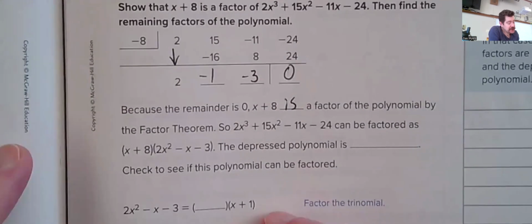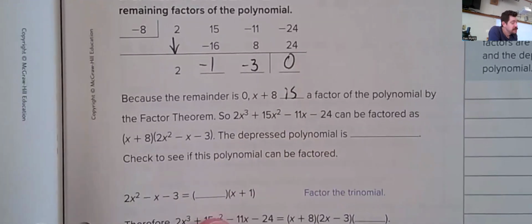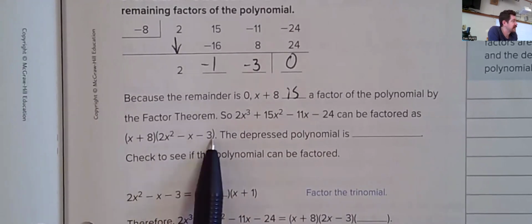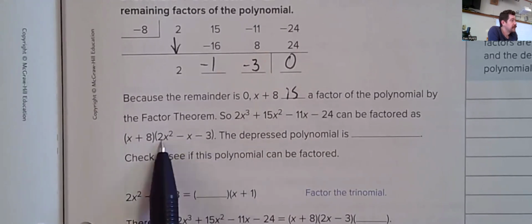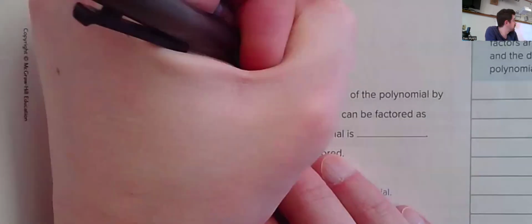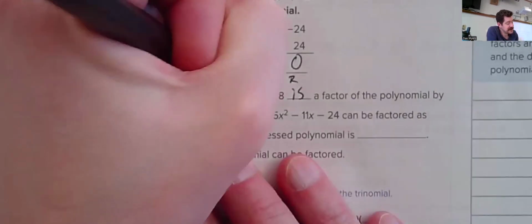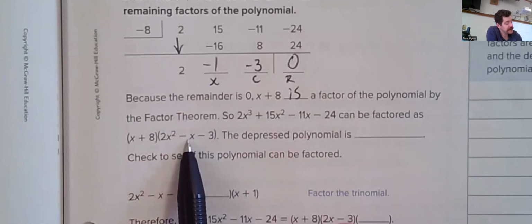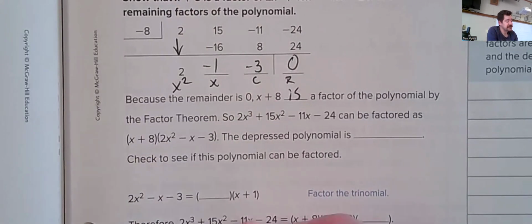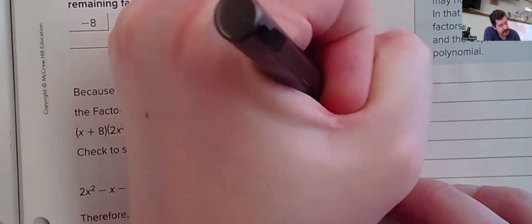So that means that 2x cubed plus 15x squared minus 11x minus 24 can be factored as x plus 8 times 2x squared minus x minus 3. Where did this come from? 2x squared minus x minus 3 came from here. That's the answer to the synthetic division. The remainder was 0. The constant term is -3. The linear term is -1x, which is the same as -x. And the quadratic term is 2x squared. So the depressed polynomial is the quotient, which is 2x squared minus x minus 3.